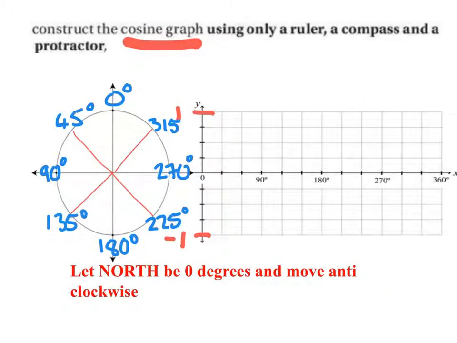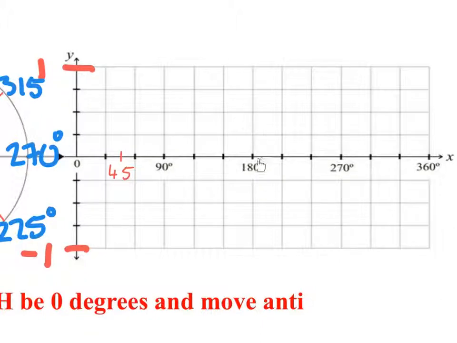So since I've gone in 45 degrees around my unit circle, I want to go in 45 degrees along my x-axis. So halfway between 0 and 90 degrees is going to be 45 degrees. Halfway between 90 and 180 degrees is 135 degrees. Halfway between 180 degrees and 270 degrees is 225 degrees, and halfway between 270 degrees and 360 degrees is 315 degrees.